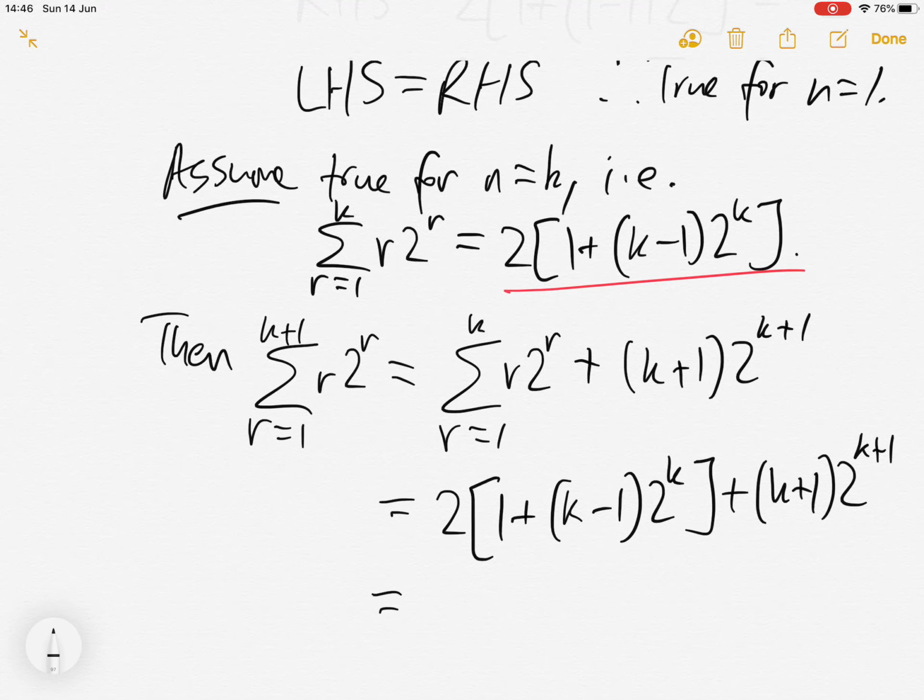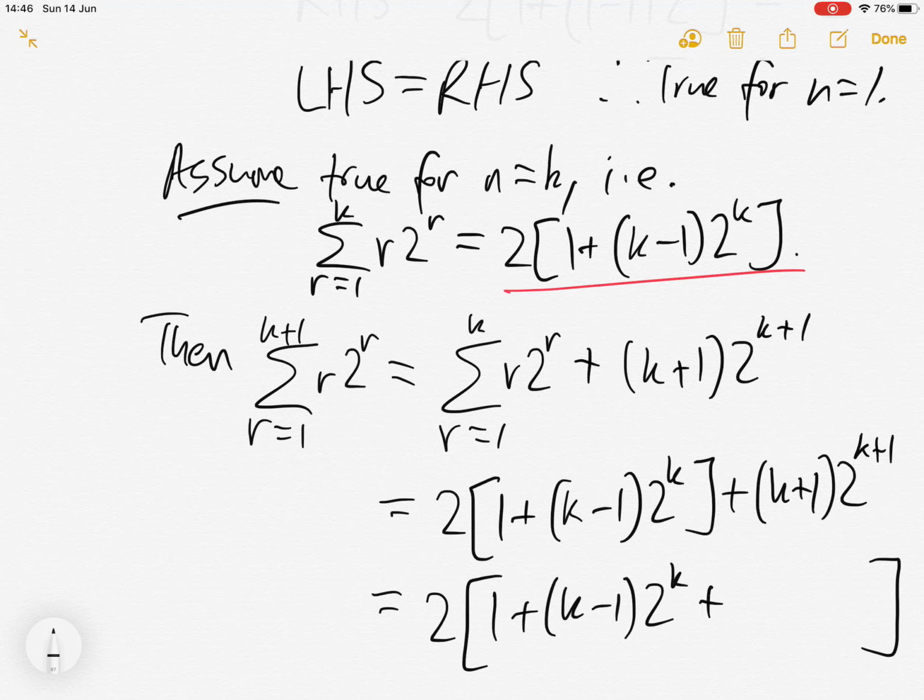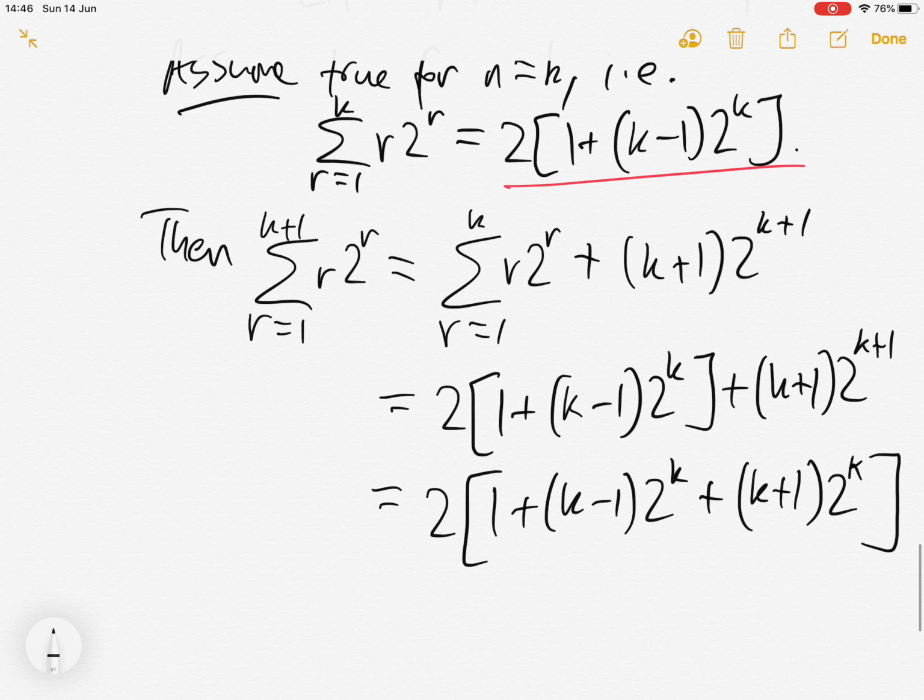So let's leave 2 outside the brackets and then write everything else inside. So what goes here then? Well, we've taken a 2 out of the 2 to the k plus 1, so all we've got left is k plus 1 lots of 2 to the k.